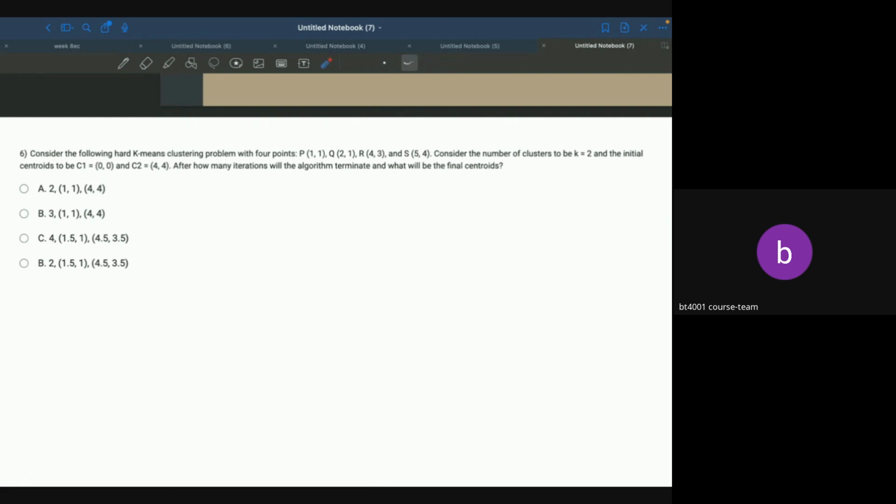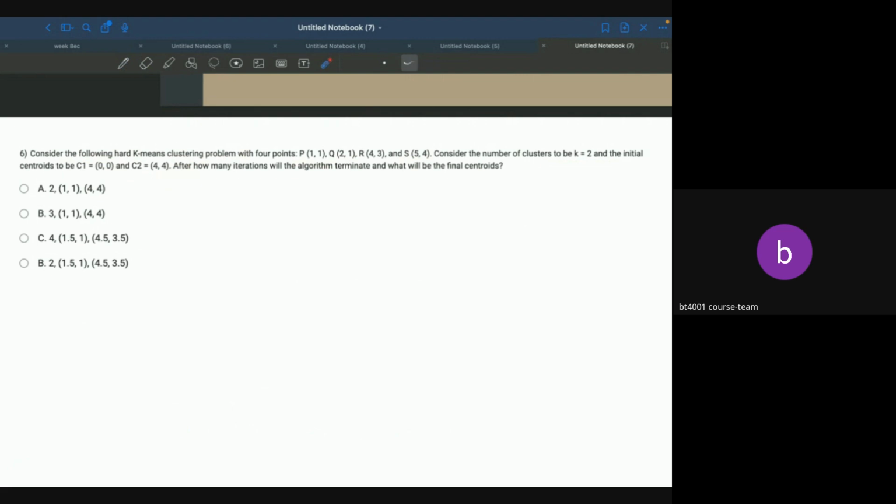Consider the following hard k-means clustering problem with 4 points P(1,1), Q(2,1), R(4,3) and S(5,4). Consider the number of clusters to be k equal to 2, and the initial centers to be C1 equal to (0,0) and C2 equal to (4,4). It asks after how many iterations the algorithm will terminate and what the final centers will be. So it's a k-means clustering problem.